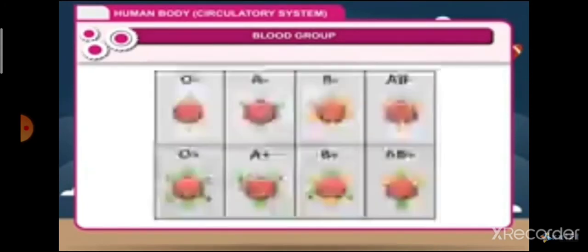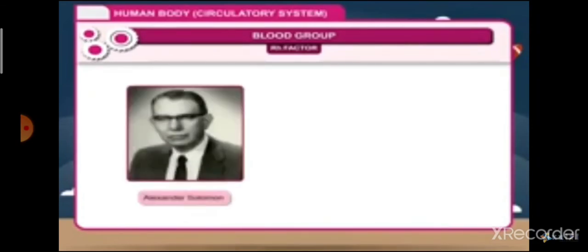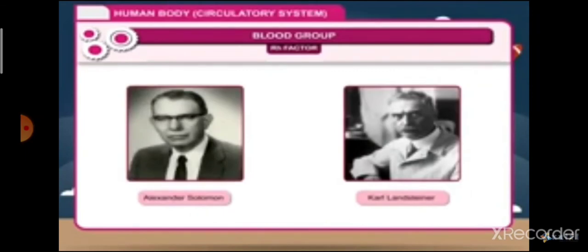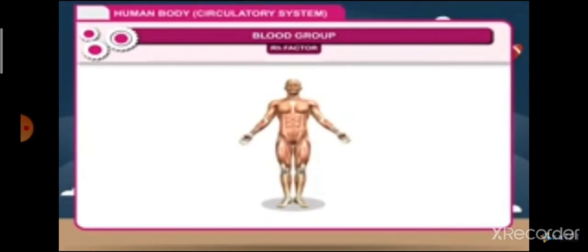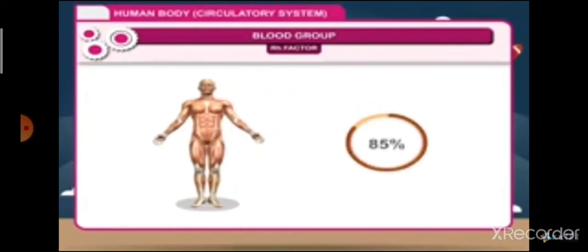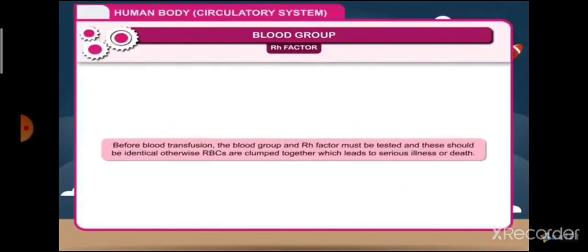Rh factors. Besides the above blood groups, there is another factor called Rh factor, which is found on the surface of RBCs. It was discovered by Alexander Wiener and Karl Landsteiner in the year 1937. Most of the people have the Rh factor in the blood group. Such persons are called Rh positive. Above 85% of the people are Rh positive. The rest are Rh negative. Before blood transfusion, the blood group and the Rh factor must be tested, and this should be identical. Otherwise, RBCs are clumped together, which leads to serious illness or death.